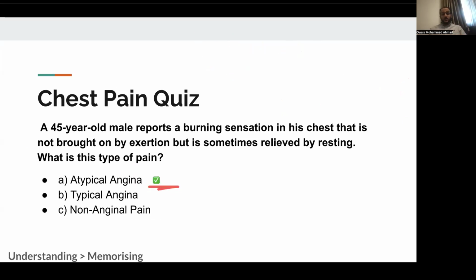So that's a bit of an explanation about chest pain and angina pectoris.